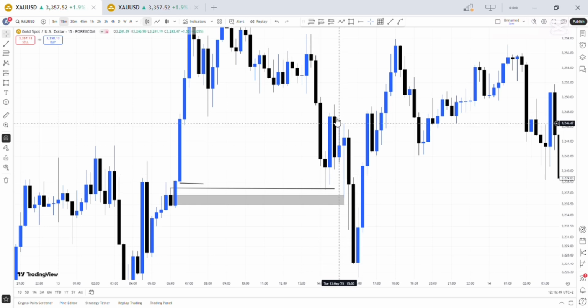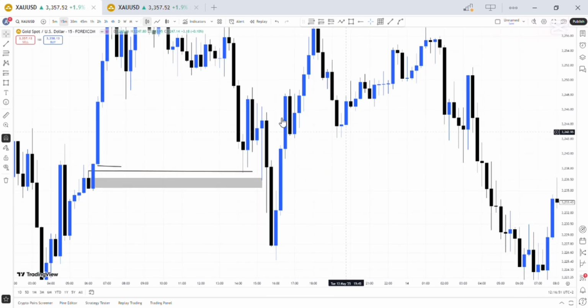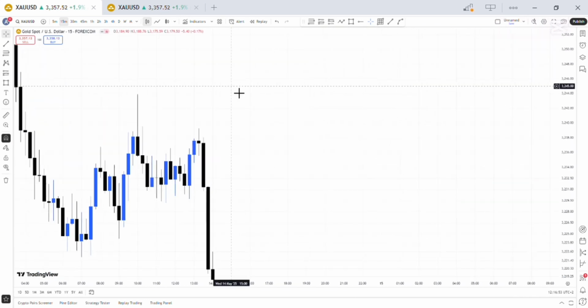So these are the examples of an order block. An order block has to be short to validate it. And it must have what we call a shelf.